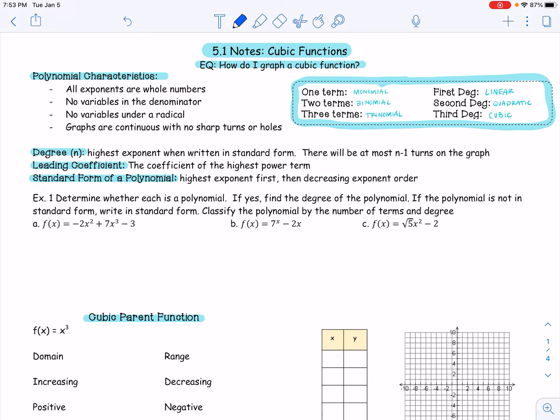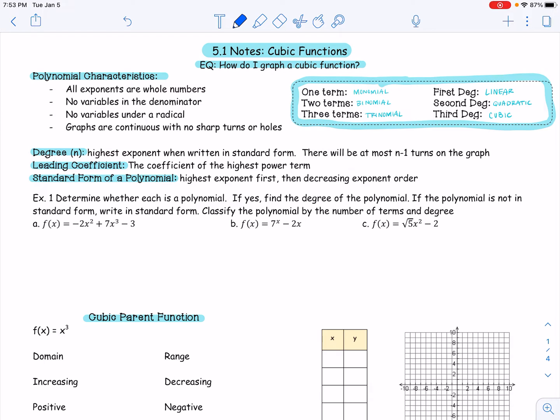And if you look up here on the right hand side in this box, it tells you if it has one term, it's called a monomial, two terms, a binomial, three terms, a trinomial. So poly just means many. Just like a polygon has many sides, a polynomial has many terms. So it could have one, it could have two, it could have three, it could have seven, it could have five, it could have however many that you want it to. That is a polynomial.